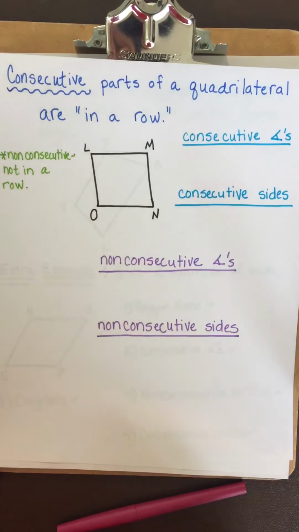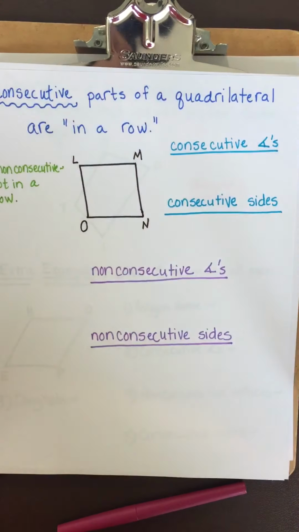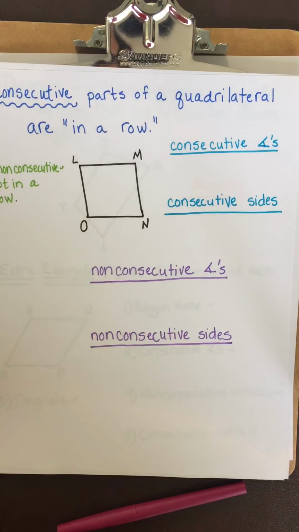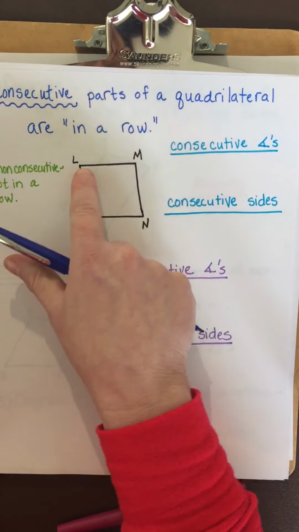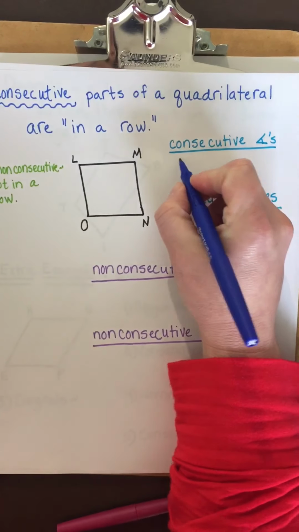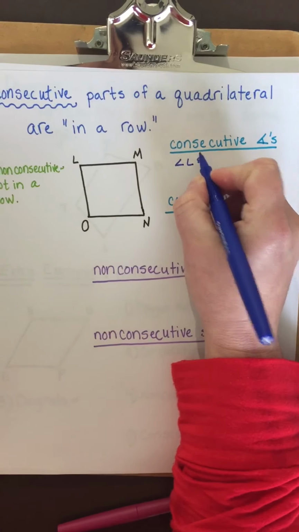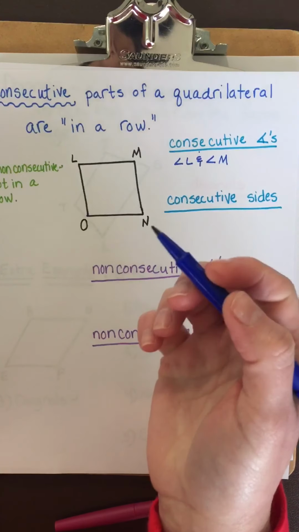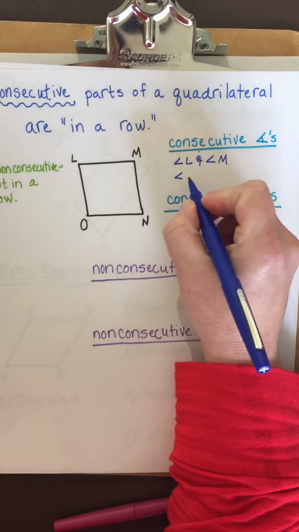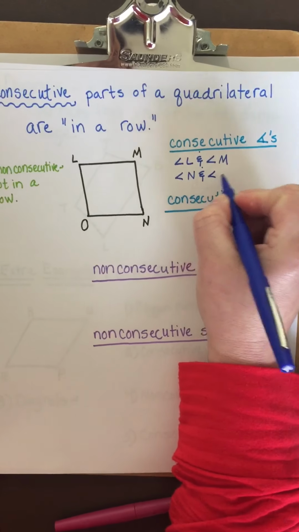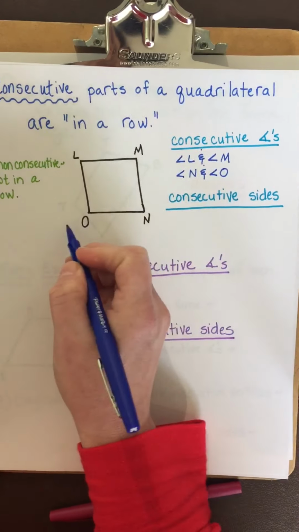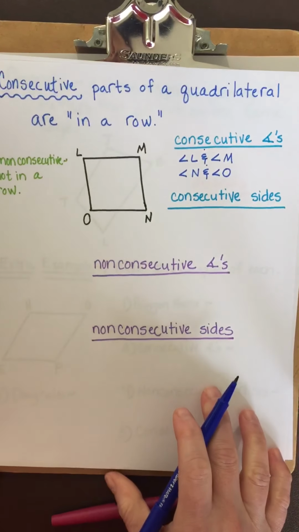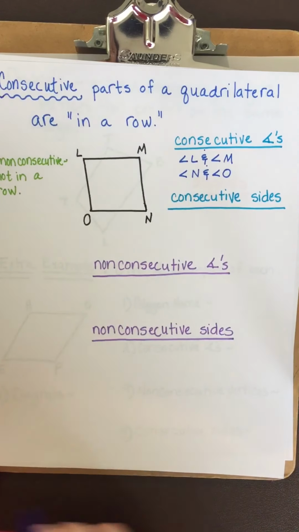So here's another example of a quadrilateral, and let's name a couple of consecutive angles. A couple consecutive angles, we could say any 2 in a row, so L and M. We could say N and O. See? They're side by side. Side by side. Side by side. Side by side. And then let's talk about consecutive sides.